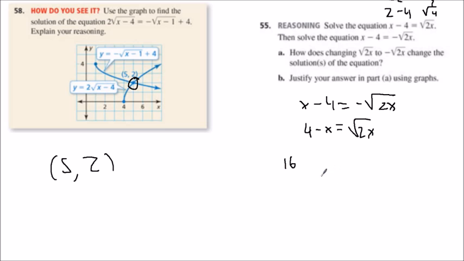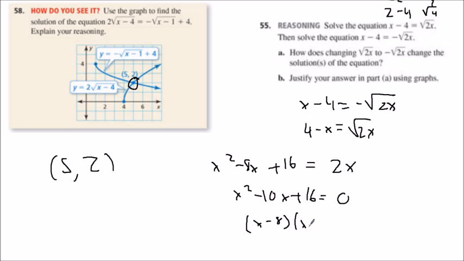You'll get 16 plus x squared. So we'll do x squared minus 8x, and then plus 16, because it's the exact same thing, is equal to 2x. And then we'll subtract 2x on both sides. We'll get x squared minus 10x plus 16 is equal to 0. (x minus 8)(x minus 2) is equal to 0. And then x is equal to 2 or 8.